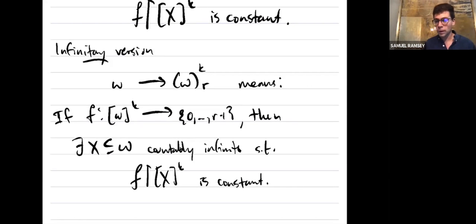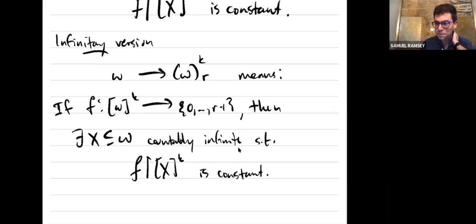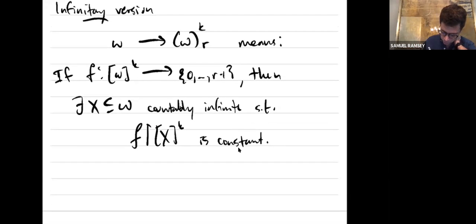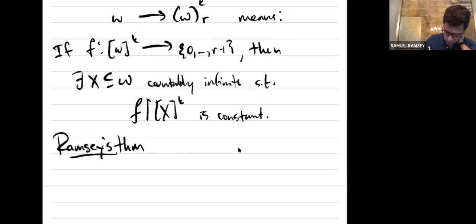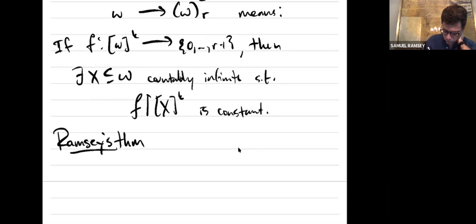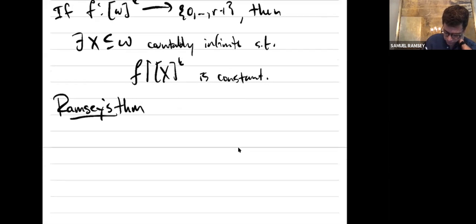All right, so this is familiar. And what Ramsey's theorem says is just that these statements are true. Ramsey's theorem just says two things. So we have the finite version.